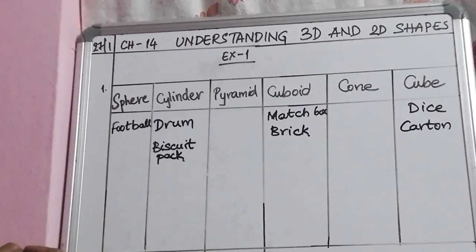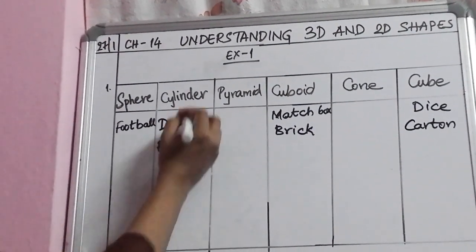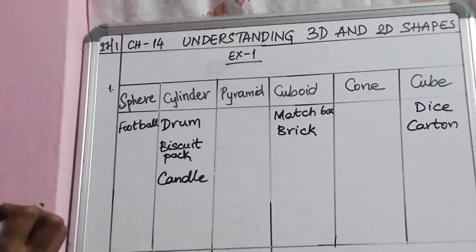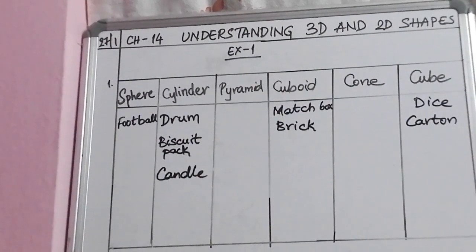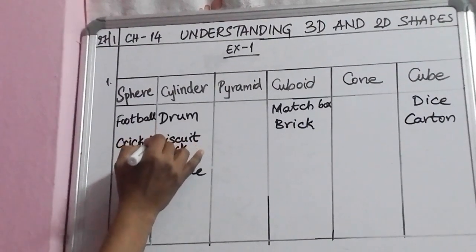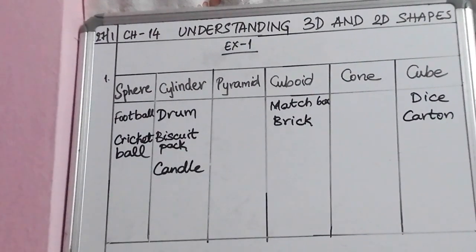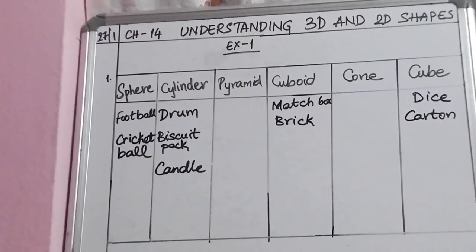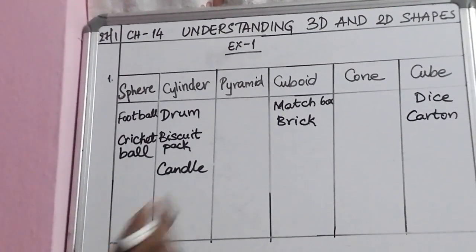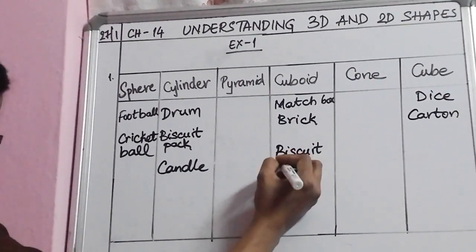Next one is a candle. Which shape is it? Cylinder. So right under cylinder, candle. The next one is a cricket ball. Cricket ball comes under the sphere. The next one is a biscuit packet. So here the shape of this biscuit pack is different. It is a cuboid. So here we are going to write biscuit pack.